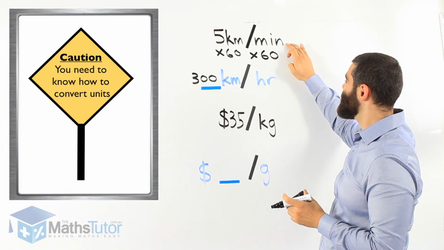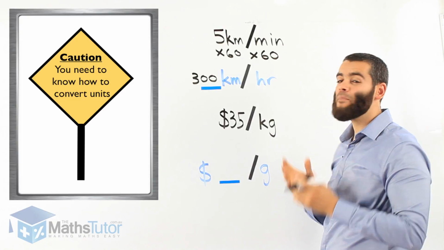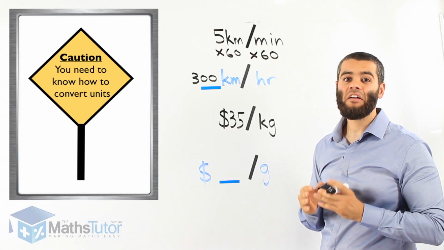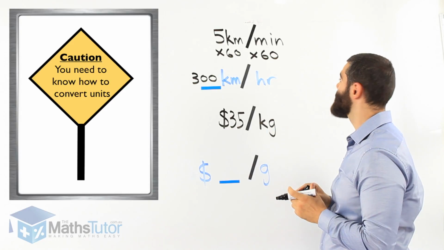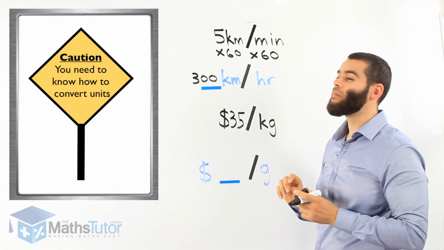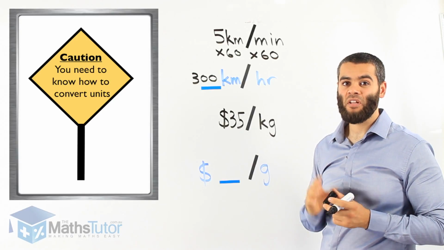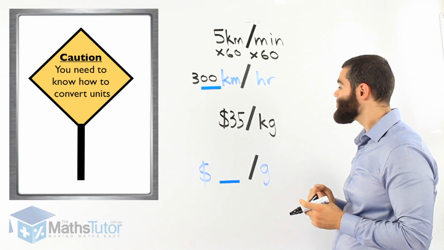We're going from minutes to hours. How many minutes are there in an hour? There are 60 minutes, so we multiply by 60 and we multiply by 60 on this side as well. Let's do the next one.